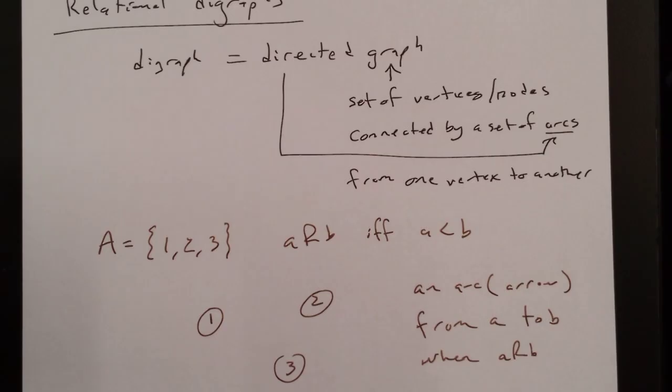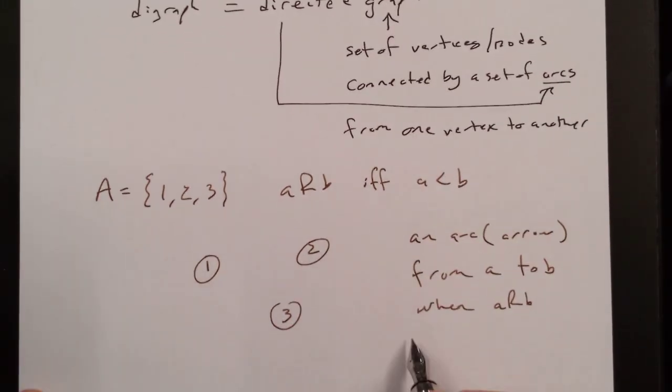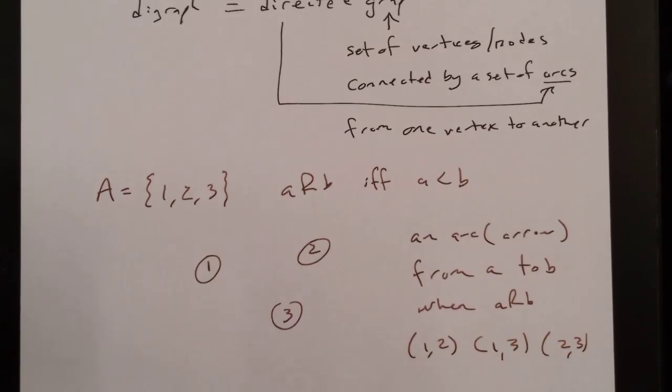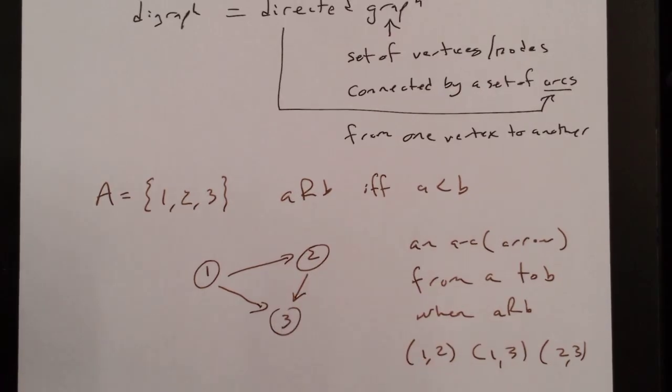You can write out the ordered pairs. Yes? I mean, 1 is less than 2, 1 is less than 3, and 2 is less than 3. So the things that satisfy this are the ordered pairs 1, 2, 1, 3, and 2, 3. And if we think of those as start my arrow, end my arrow, I just have to draw those arrows in. There's the ordered pair 1, 2. Here's the ordered pair 1, 3. Here's the ordered pair 2, 3.